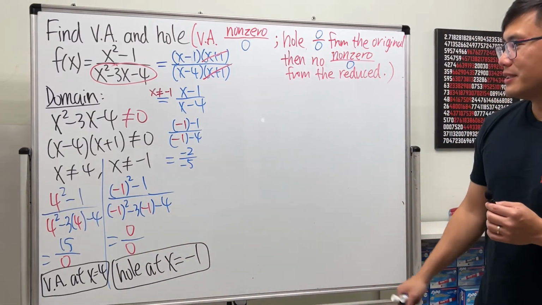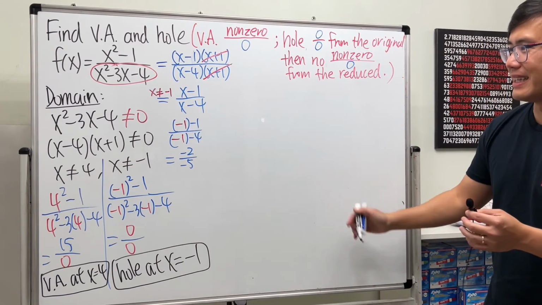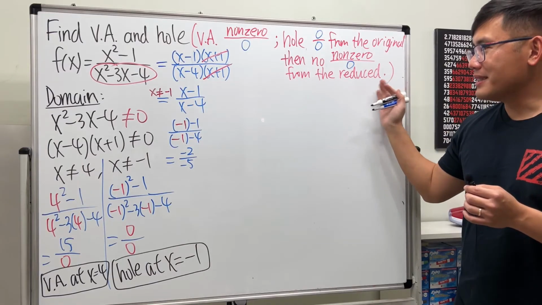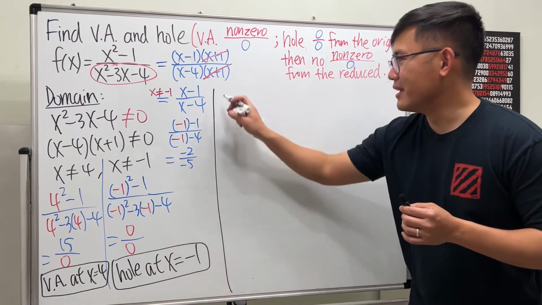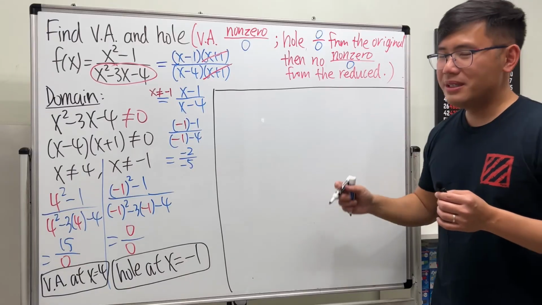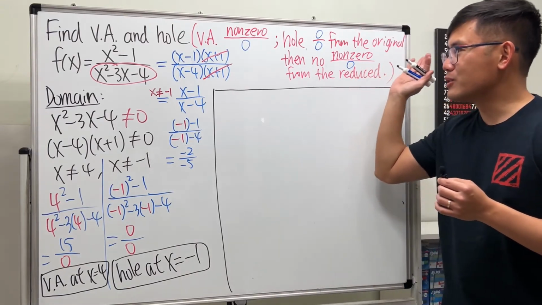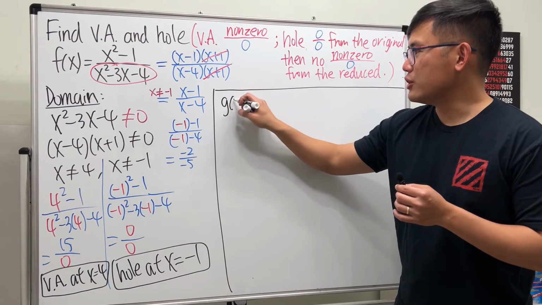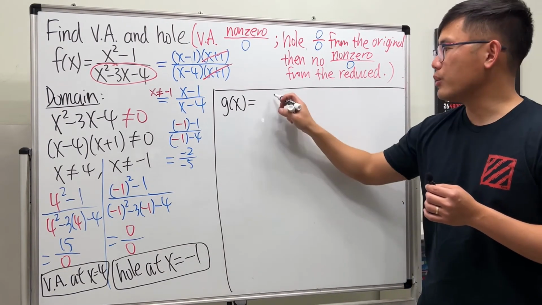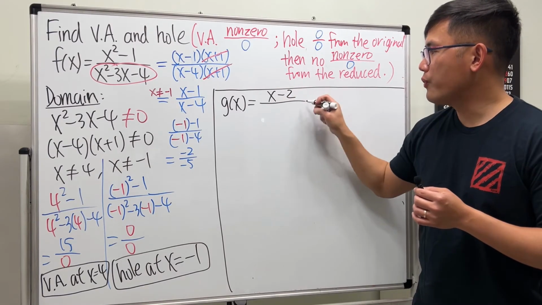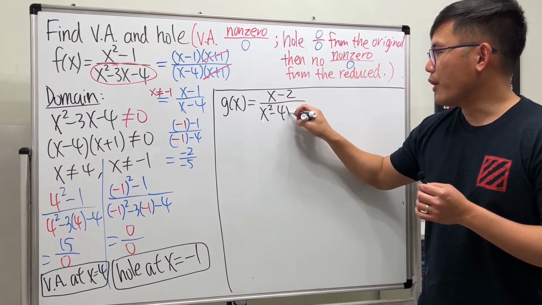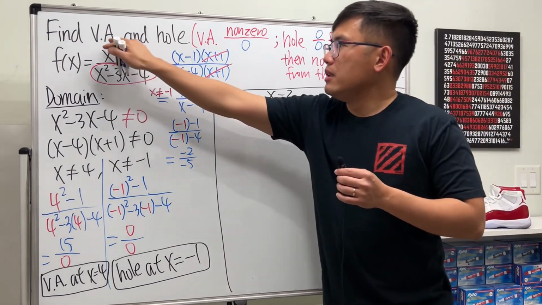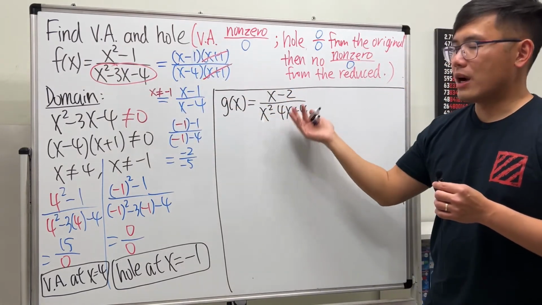But maybe some of you guys noticed already, why did I leave a space like this right here? Because I want to show you this real quick, because this kind of thing can be extremely tricky. All right, let me demonstrate this idea. Let's consider another function, g of x, equal to x minus 2 over x squared minus 4x plus 4. Let's identify the vertical asymptote and the hole of the graph of this function.